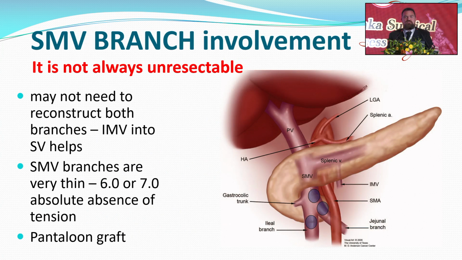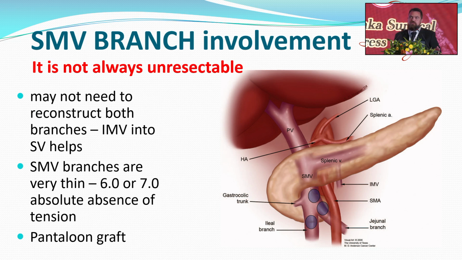So SMV branch involvement, is it always unresectable? And the answer is no, it's not always unresectable. There are cases where we can resect either of the two major branches of the superior mesenteric vein and reconstruct them, or not reconstruct them at all. We can leave the small bowel outflow on one branch, and then especially if the inferior mesenteric vein is draining into the splenic, it will take on the extra venous outflow and it will not be a problem.